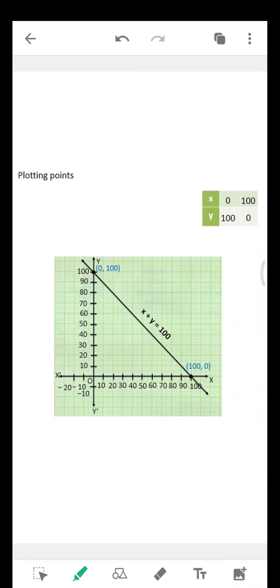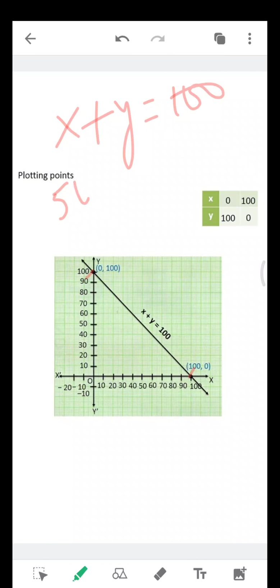Then plotting this on the graph, 0 comma 100 comes on the y-axis and 100 comma 0 comes on the x-axis. How many points will be there on this line? This line has infinite points, and all the points will be solutions of our equation X plus Y is equal to 100. If you want, you can take some other values instead of 0. You can take 50. If the contribution of Yamini is 50, what is the contribution of Fatima? That is also 50. If the contribution of Yamini is 40, the contribution of Fatima is 60. You can take any value of your choice, but no need to take more than 2.